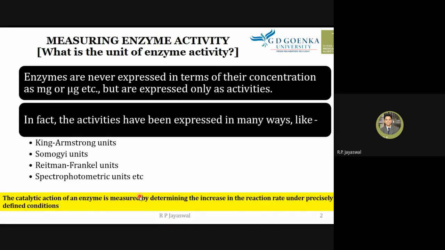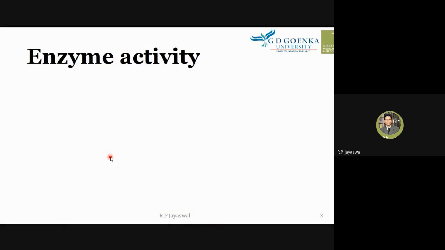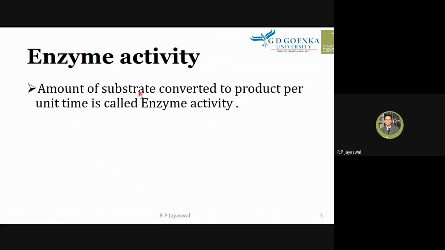This enzyme activity can be written in different ways, as available in the textbooks or in enzymology. Let's know what enzyme activity is. Enzyme activity means the amount of substrate converted to product per unit time. As you know, an enzyme acts on a substrate and converts the substrate into the product. If you are able to measure this conversion of substrate into product per unit time, meaning per minute, that is defined as enzyme activity. So in 1 minute, how much substrate is converted to product? If you are able to measure this, then we consider it as enzyme activity.